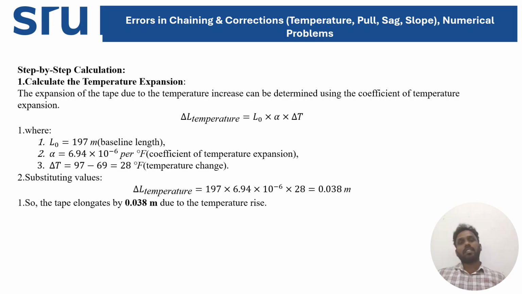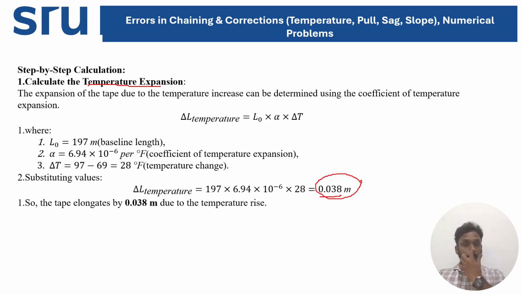So steps in calculation: first we go with the calculation of temperature expansion with thermal expansion. So the correction is L naught into alpha into delta T. L naught is equal to 197 meter, alpha is equal to 619, and delta T is the variation in temperature, 97 minus 16, that is 28 degree Fahrenheit. When you apply this, you will get the temperature correction as 0.038 meter. You can clearly see that the correction is only minimal.